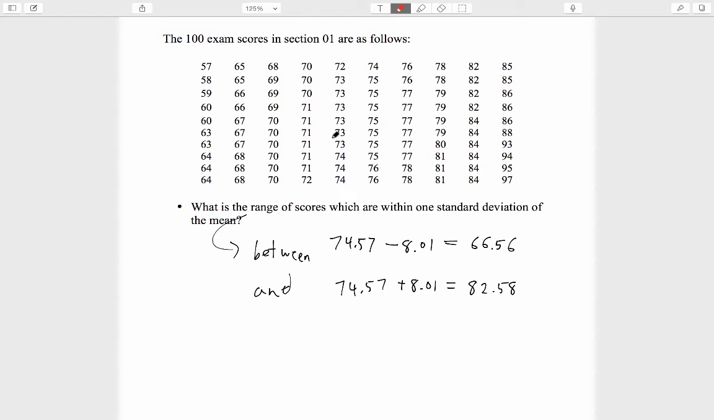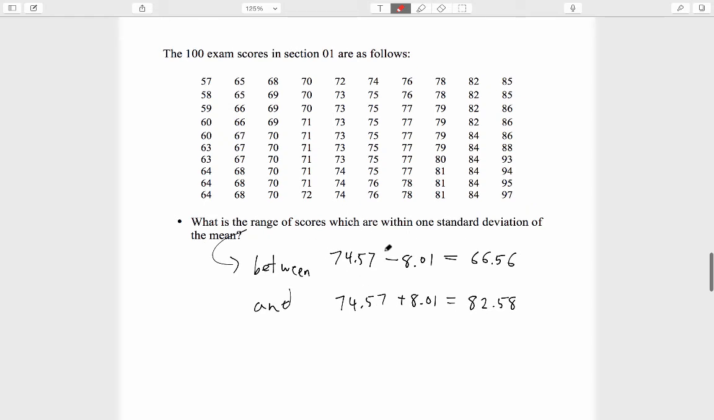Now, even though all the actual scores are whole numbers, we're going to allow decimals in answering this kind of question. We're going to want to be in the habit of working with the exact range that represents 1 standard deviation on either side of the mean. But now let's understand exactly which scores actually fall within this range. They're all the scores starting with 67 and running through 82.